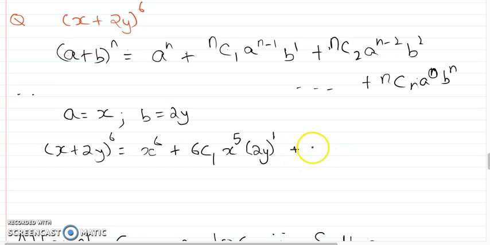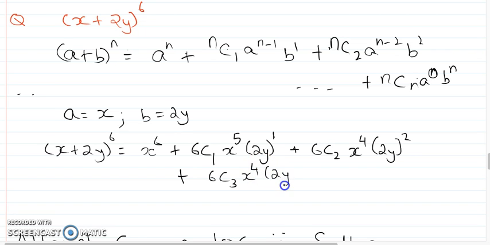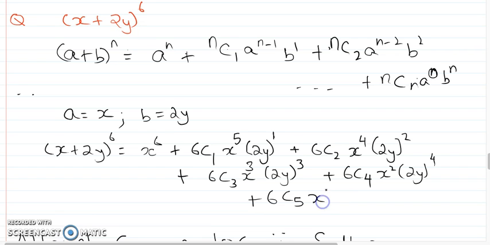plus 6C2 x power 4 (2y) power 2 plus 6C3 x power 3 (2y) power 3 plus 6C4 x power 2 (2y) power 4 plus 6C5 x power 1 (2y) power 5 and finally 6C6 x power 0 (2y) power 6. Done. Simple.